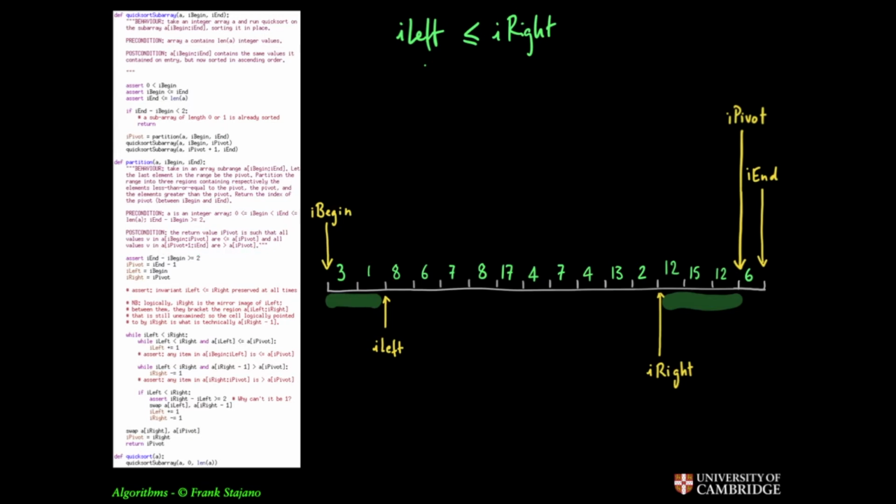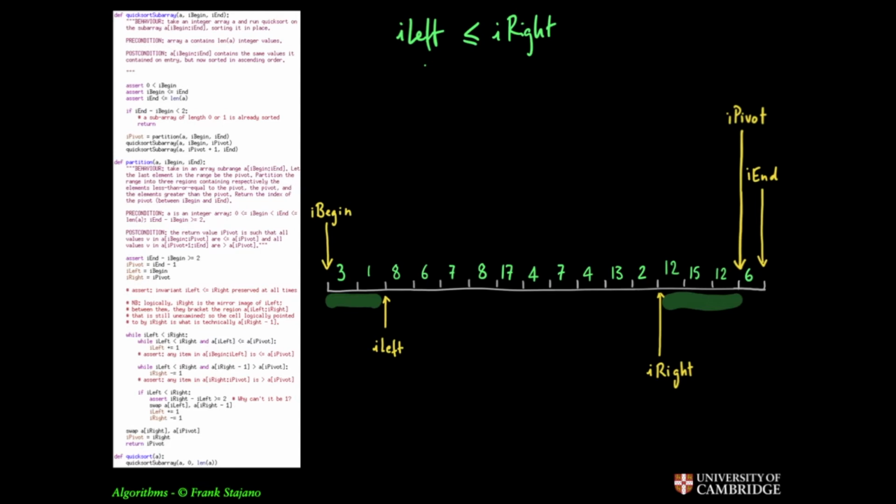This is at the end of the routine. I'm going to move the pivot not to the end here of this range, but to the place in the middle of the range which separates these two regions over here.